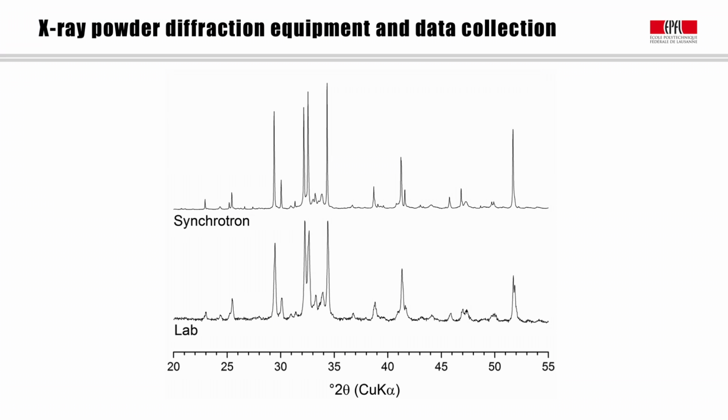The main advantage of using a synchrotron is the much higher monochromaticity and intensity of the X-ray radiation. This greatly improves peak resolution and enables much shorter data collection times. This is useful, for instance, for early-age cement hydration experiments where you want very short measurements, for instance, a couple of minutes.